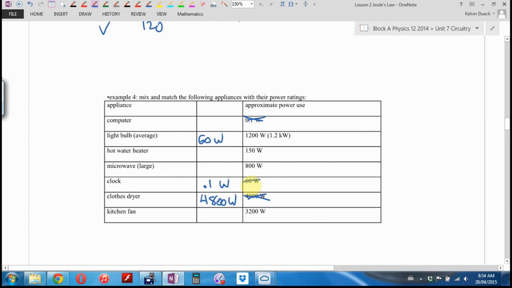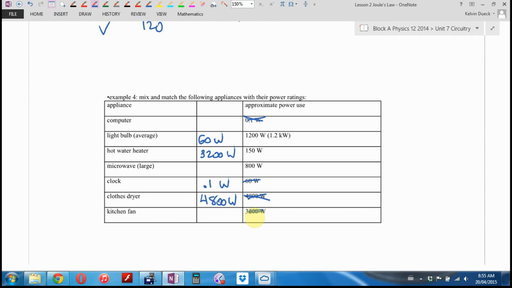Which item do you think moves the next largest amount of heat? Jake, this was your original guess. Hot water heater. Now that's assuming it's an electric hot water heater. Here in BC, a lot of ours are natural gas-powered hot water heaters. Okay.